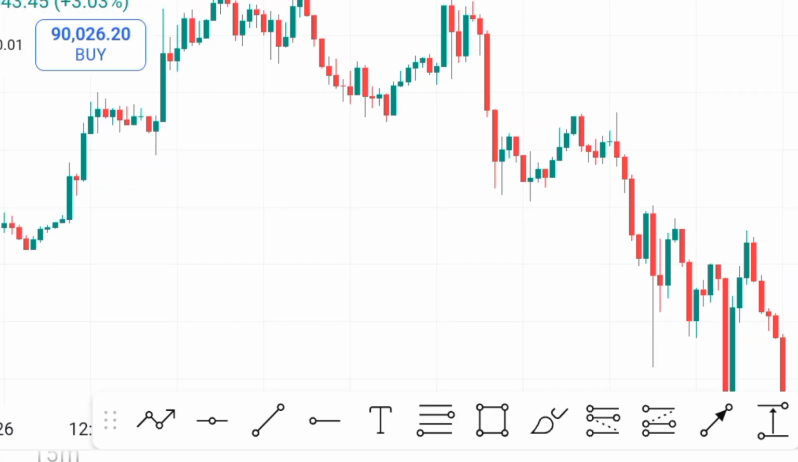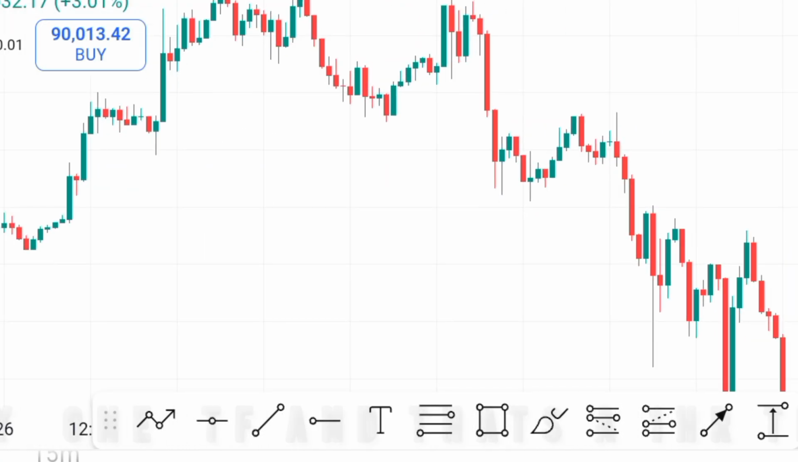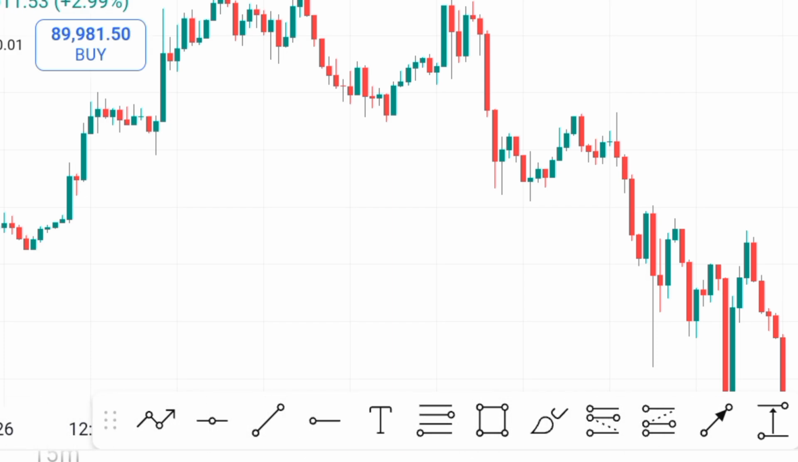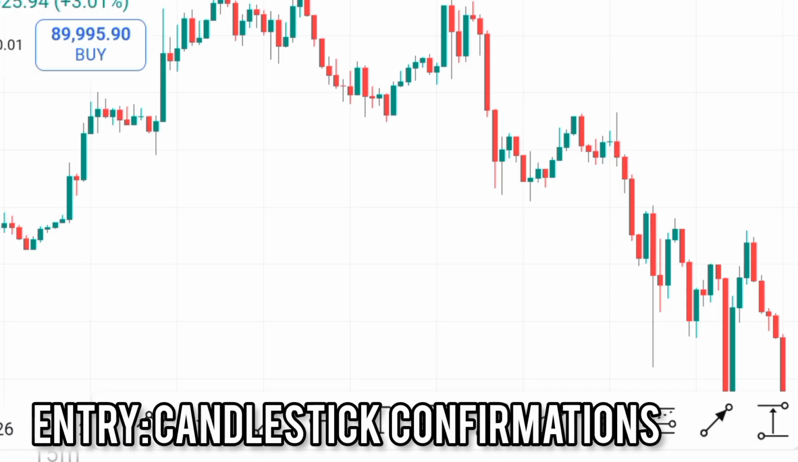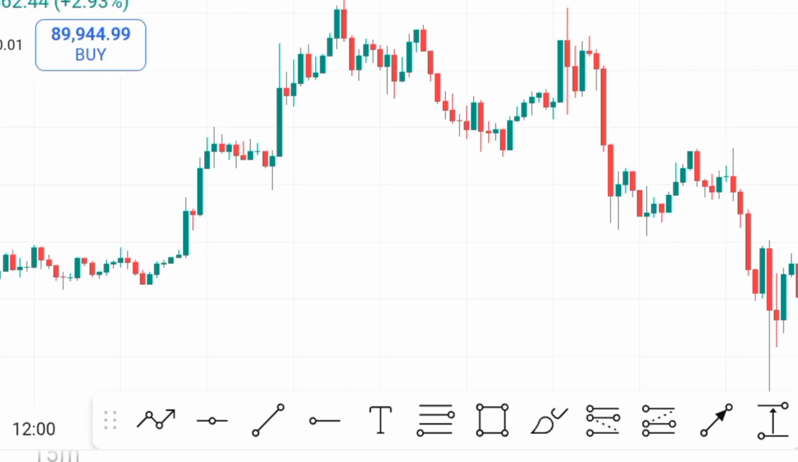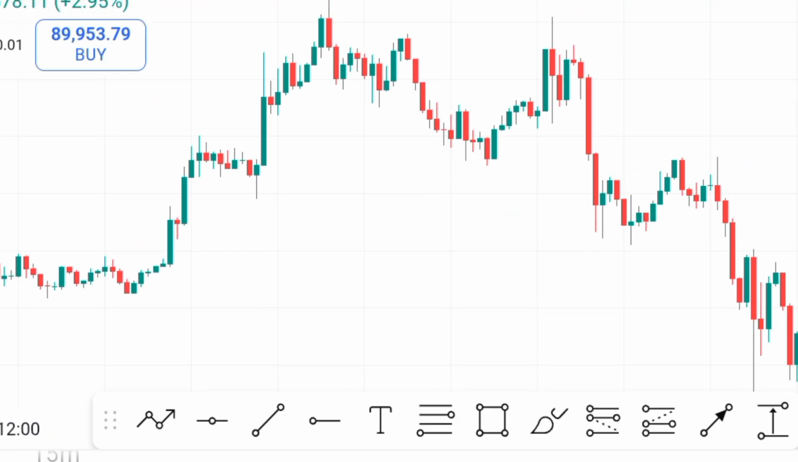First of all, we are going to use only one time frame, and that is the 1 hour time frame. The next thing is we are going to always consider market structure shift, right? And for the entry rules, we shall consider our candlestick confirmations, okay, and liquidity confirmations, right? So now here, if you see this, it has to take you only seconds to know the market structure. Where is it moving?